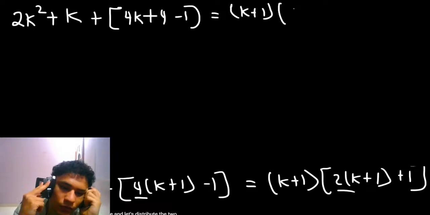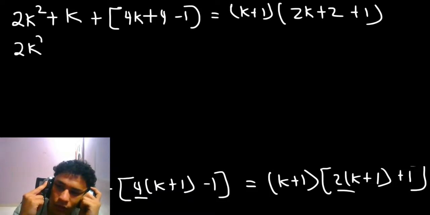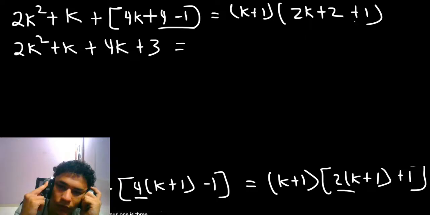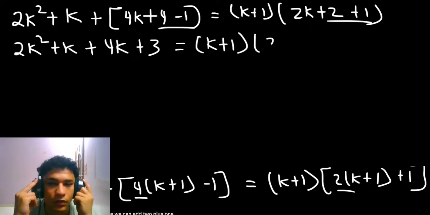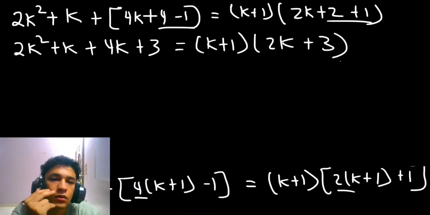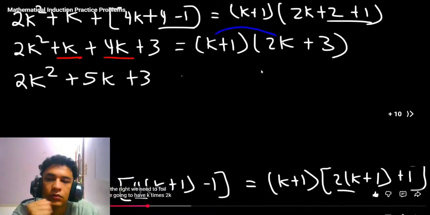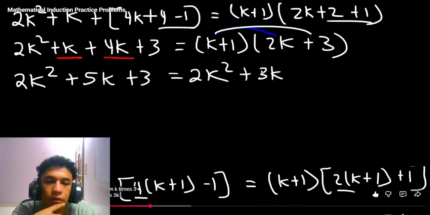2k plus 2 plus 1. Yep. 2k squared plus k plus 4k plus 3. Oh shit, it's gonna be the same thing as that. Okay, okay. So it's gonna be basically the same thing.